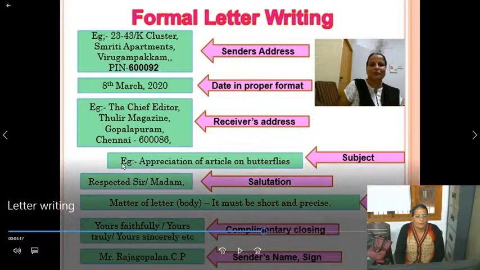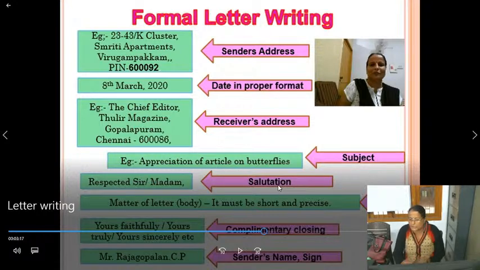Okay. Now, after writing the address, date and receiver's address, then the subject. This is what is special in a formal letter, other than an informal letter. So here what you have to write is, for example, appreciation of article on butterflies, or application for leave, enquiry about water connection, pipe connections, etc.